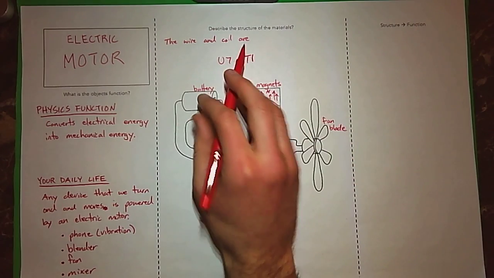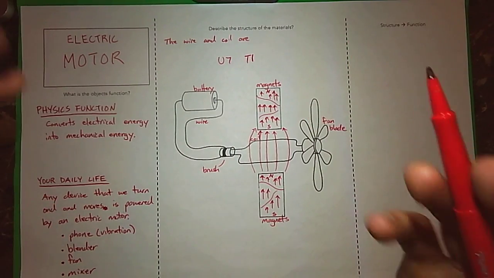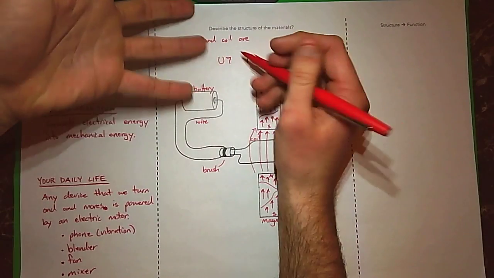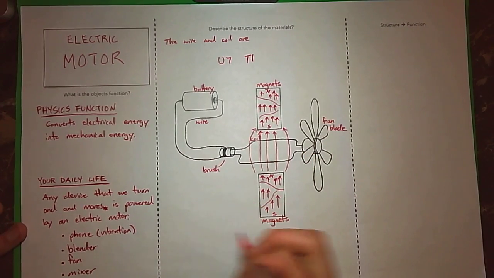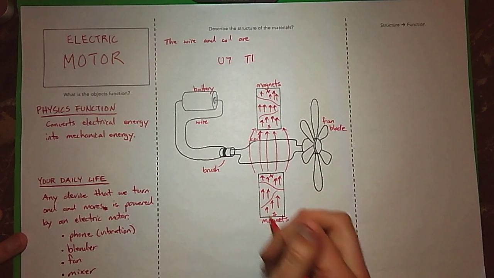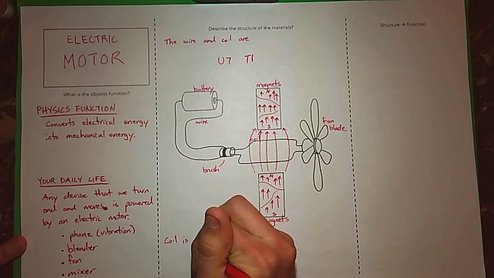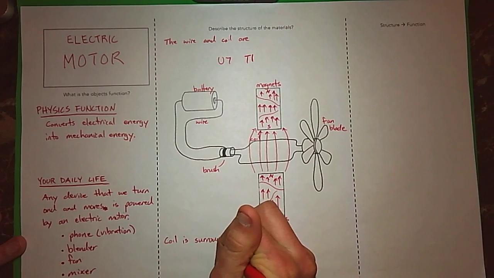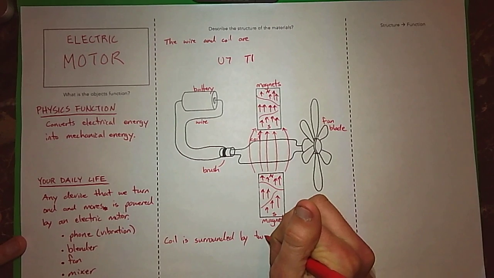We're getting into a really tiny detail with the structure, and that's what allows that object to work as a magnet, or allows electricity to flow or not flow through it as well. Okay, so then we also have our magnets, and I'm going to say the coil. The coil is not a magnet, but it is surrounded by two magnets.